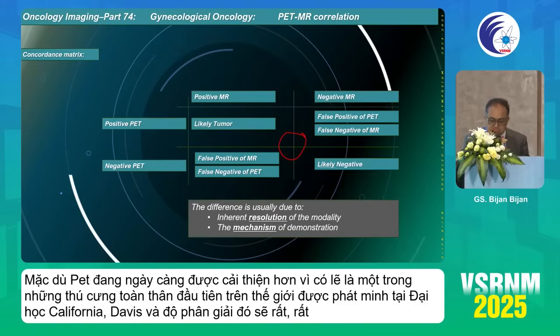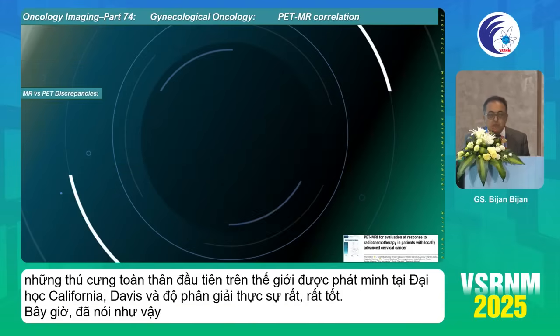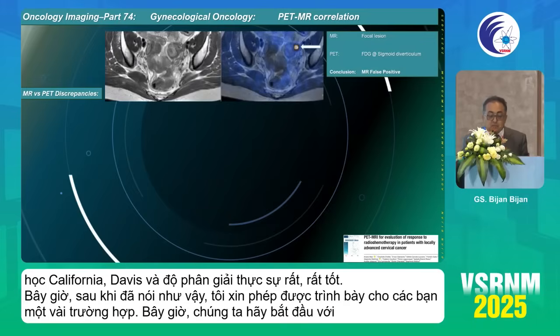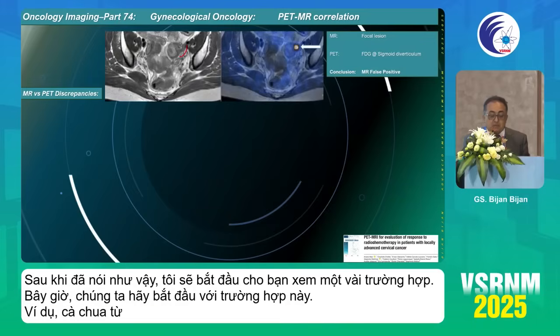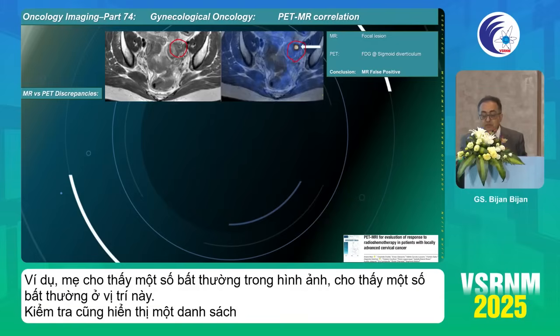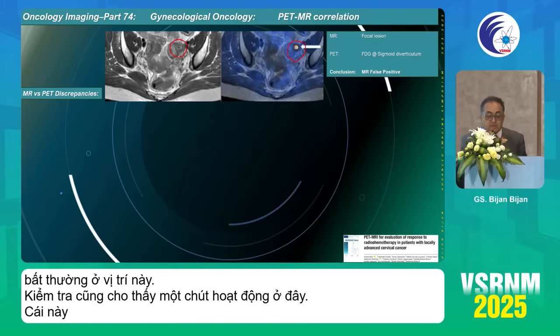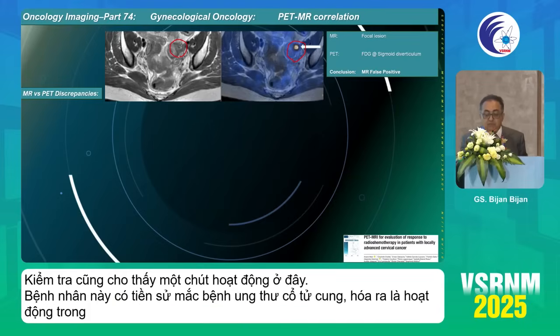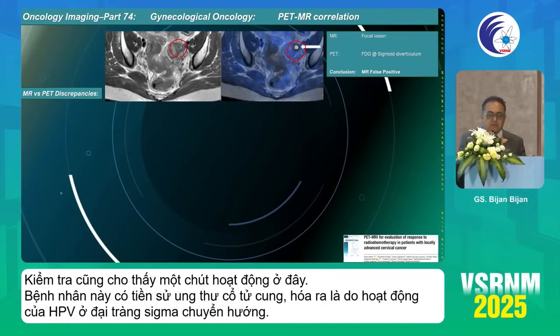Now, having said these, let me start showing you a few cases. Let's start with this case, for example. MR shows some abnormality in this location. PET also shows a little bit of activity here. This patient had a history of cervical cancer, and it turned out to be FDG activity in a sigmoid diverticulum. So it was a false positive of MR.